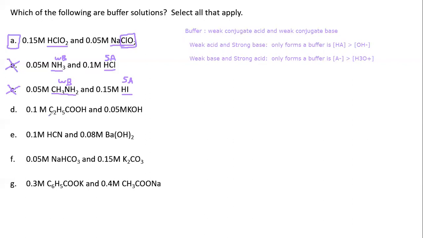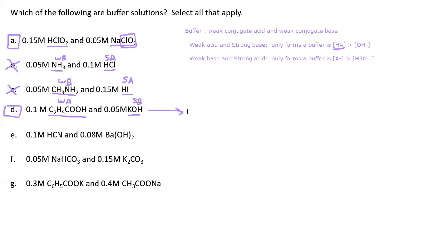Next, we have C2H5COOH. This is a weak acid. We have KOH. This is a strong base. And we ask the question, is the concentration of weak acid greater than the concentration of strong base? The answer is yes. So this would form a buffer.